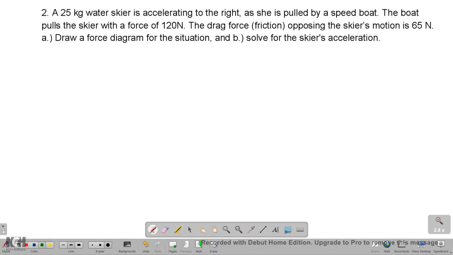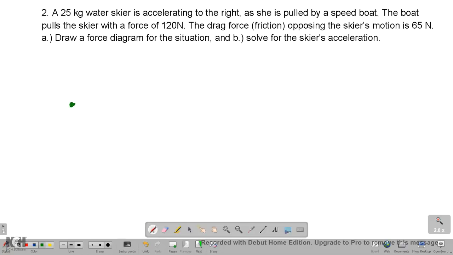This one says a 25 kilogram water skier is accelerating to the right as she is pulled by a speedboat. The boat pulls the skier with a force of 120 newtons. The drag force, or friction, opposing the skier's motion is 65 newtons. Draw a force diagram for the situation and solve for the skier's acceleration.